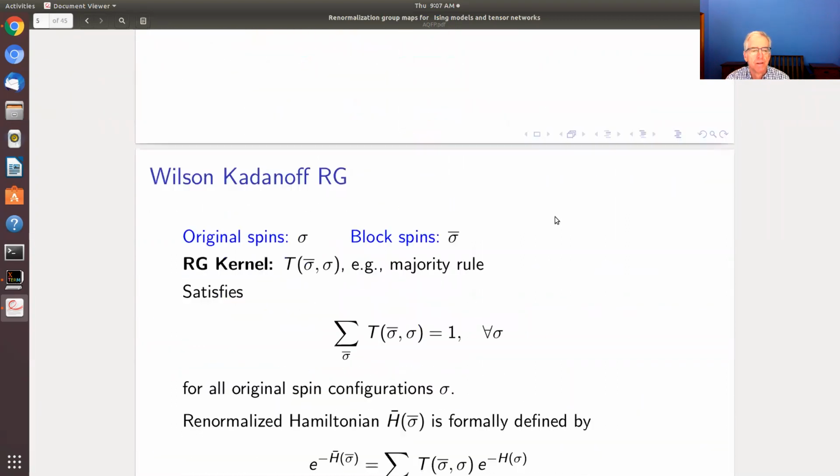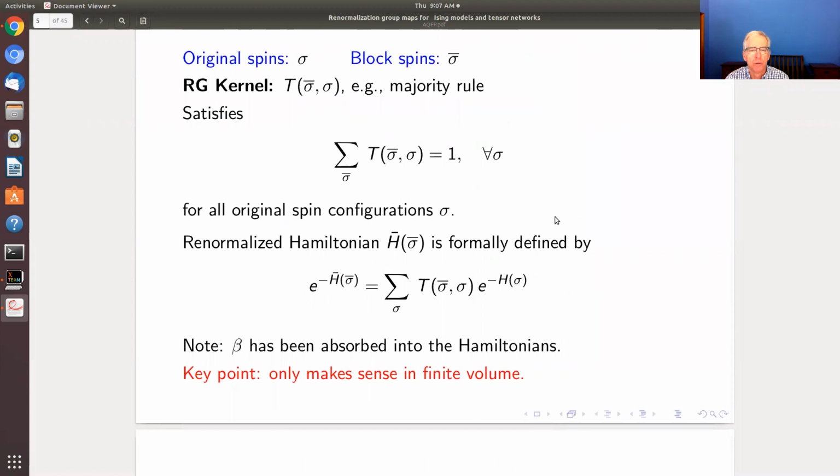Okay. So how do you do that? You need to introduce what I'll call a kernel. A popular example of that is something called majority rule. The only thing this kernel really needs to do is satisfy this property, that if you fix the original spin configuration and sum over the block spins, you have to get 1. So in some sense, the original spin configuration needs to be spread out among the block spin configurations in this way. So what's majority rule?